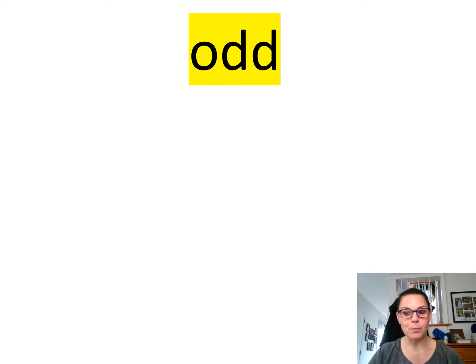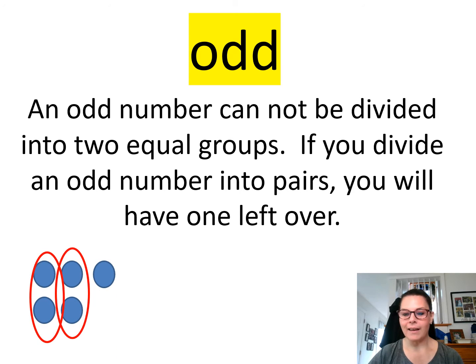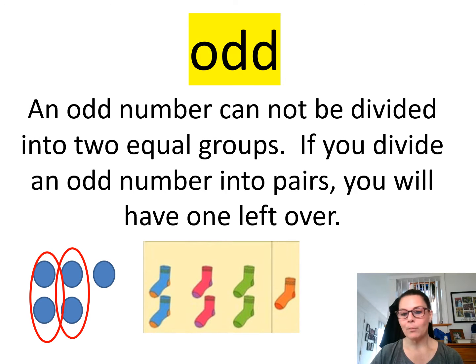Our next vocabulary word is what, boys and girls? Odd, that's right. An odd number cannot be divided equally. It cannot be put into two equal groups. It can't be shown as a doubles fact. And if you divide them into groups of two, what happens? That's right. One's going to be left over at the end. So you can see here that we have the number 5, and we circled groups of two, but there was one that didn't have a partner. And here with socks, there are two socks and two socks and two socks, but there's that one sock that doesn't have a partner, and that's because 1, 2, 3, 4, 5, 6, 7 is an odd number. Very good.